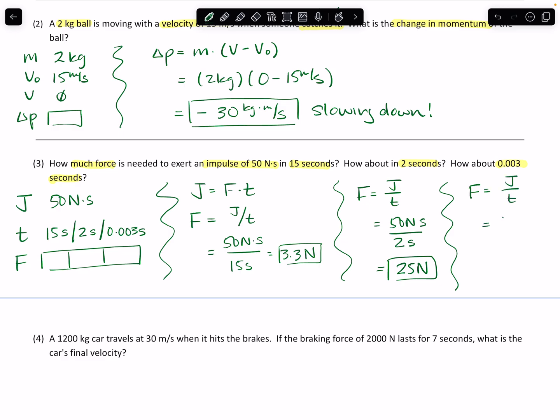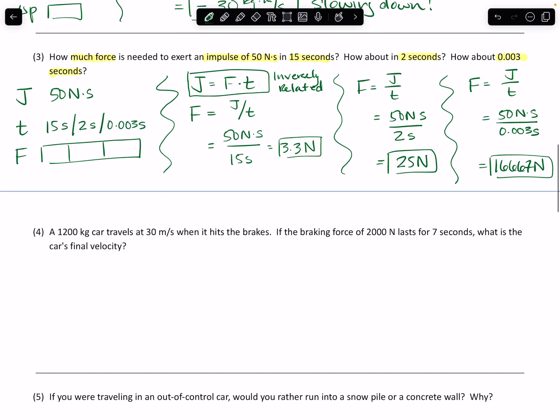Impulse divided by time, so 50 newtons times seconds divided by 0.003 seconds. I would expect to see a big jump this time because that has a very small amount of time. 16,667 newtons, yes. All right, so you can see, if we look at this formula, force and time are also inversely related. As the time over which the force is applied goes down, then the force that was felt in that impulse is going to go up. If the time goes up, then the force that is felt is going to go down. And this is going to be really important. We're going to talk about this again in just a few seconds.